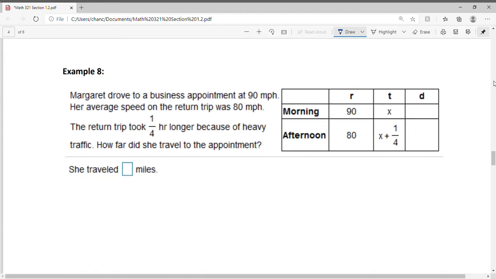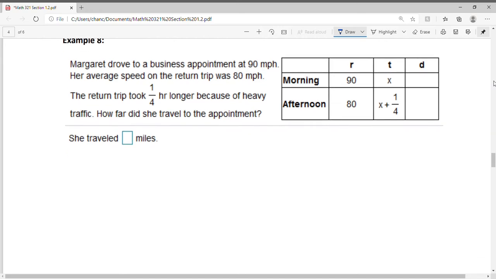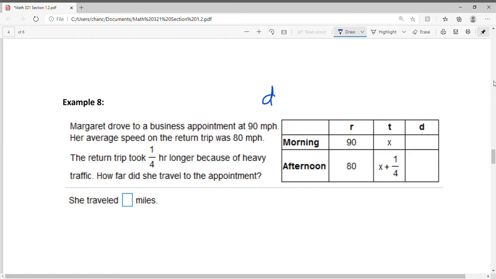Example 8. Margaret drove to a business appointment at 90 miles per hour. Her average speed on the return trip was 80 miles per hour. The return trip took 1/4 hour longer because of heavy traffic. How far did she travel to the appointment? Now recall the distance formula.